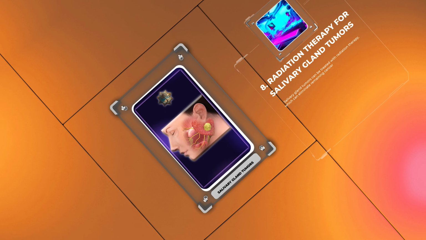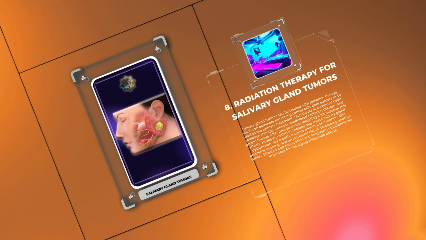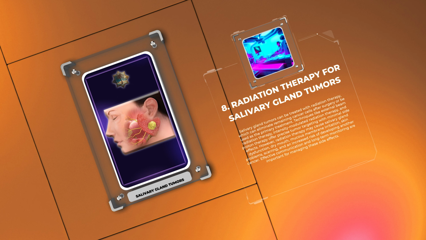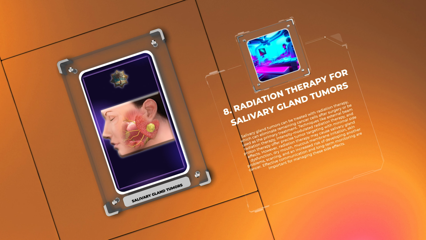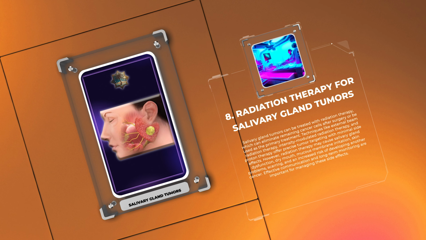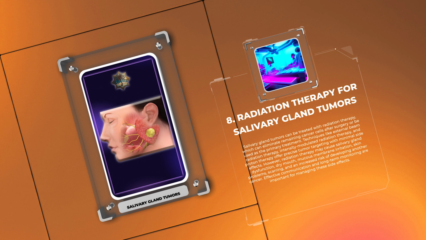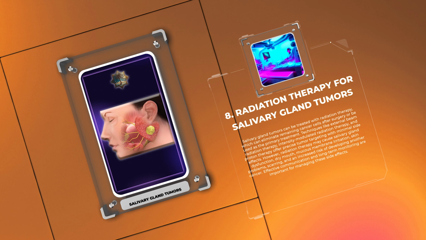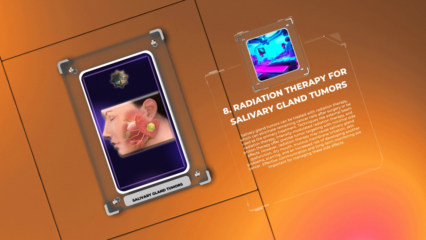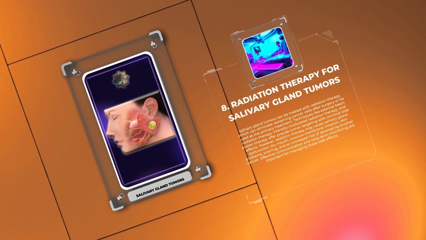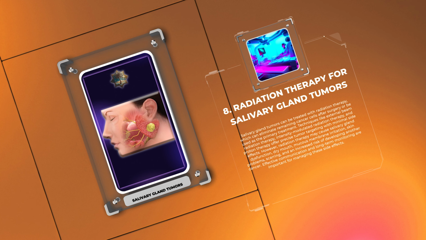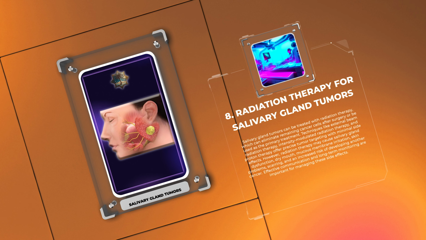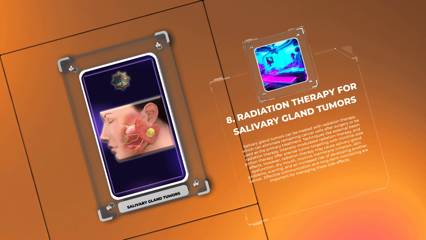Salivary gland tumors can be treated with radiation therapy, which can eliminate remaining cancer cells after surgery or be used as the primary treatment. Techniques like external beam radiation therapy, intensity modulated radiation therapy, and proton therapy offer precise tumor targeting with minimal side effects. However, radiation therapy may cause salivary gland dysfunction, dry mouth, mucous membrane irritation, skin problems, scarring, and an increased risk of developing another cancer. Effective communication and long-term monitoring are important for managing these side effects.